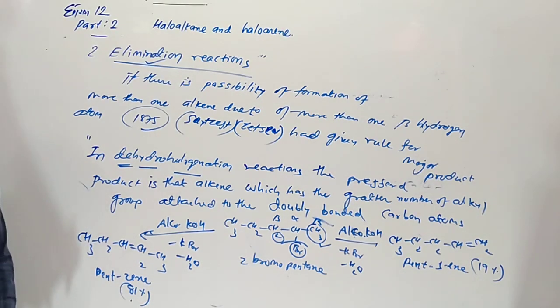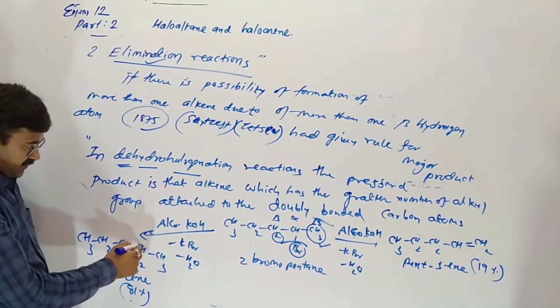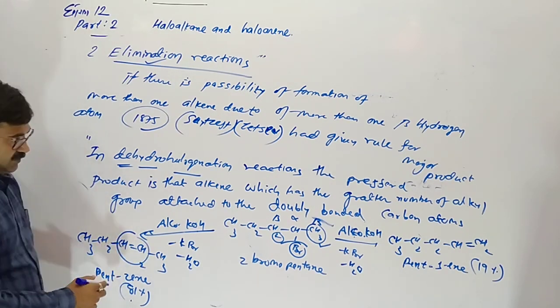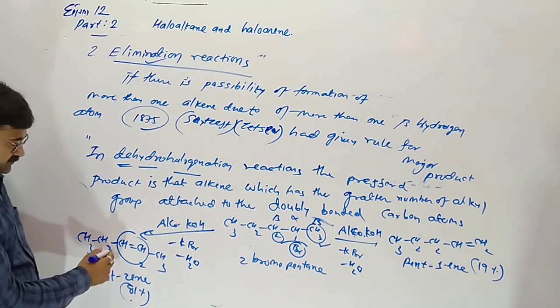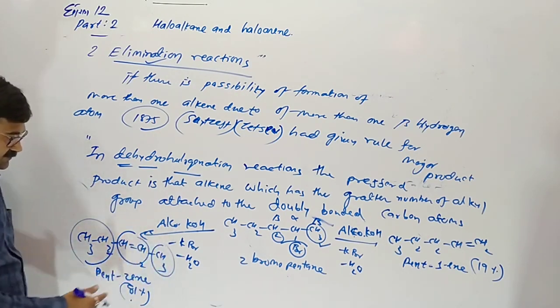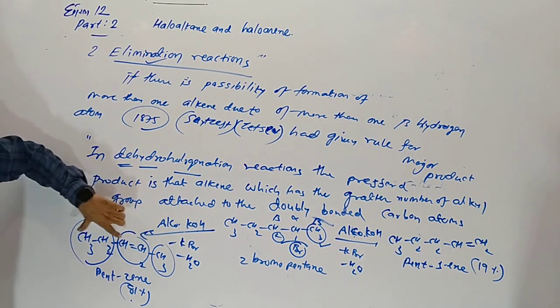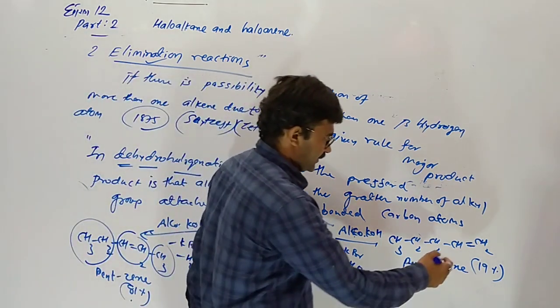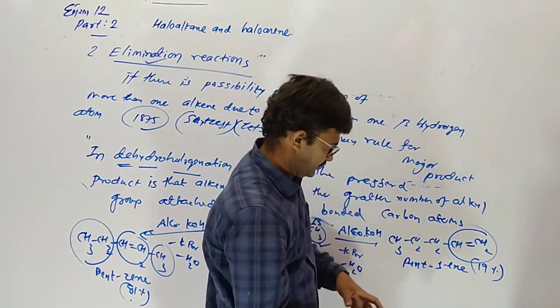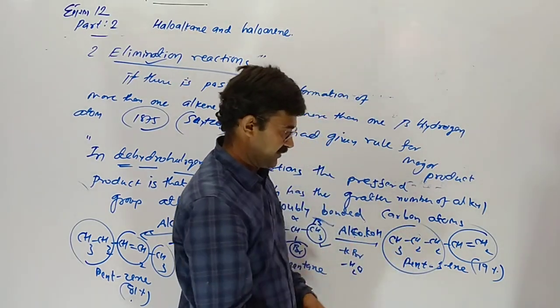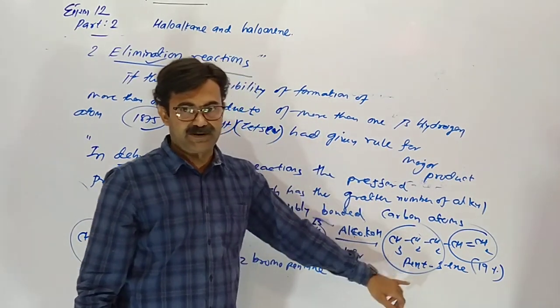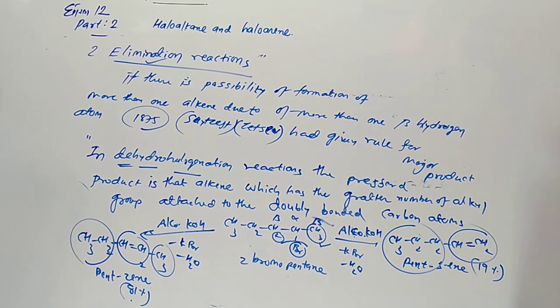Why? Due to the Zaitsev rule, the double bond carbon should have more alkyl groups. Here the doubly bonded carbon has a methyl and an ethyl, two alkyl groups, and on the other doubly bonded carbon there is only one alkyl group. So this one is the minor product, this one is the major.